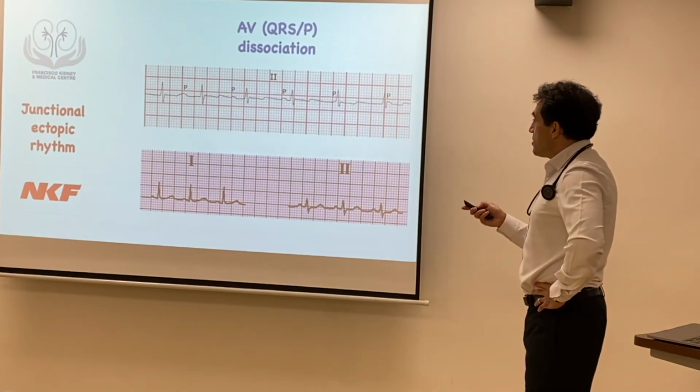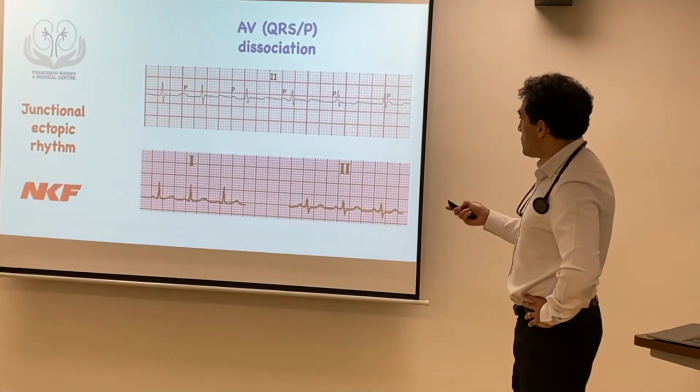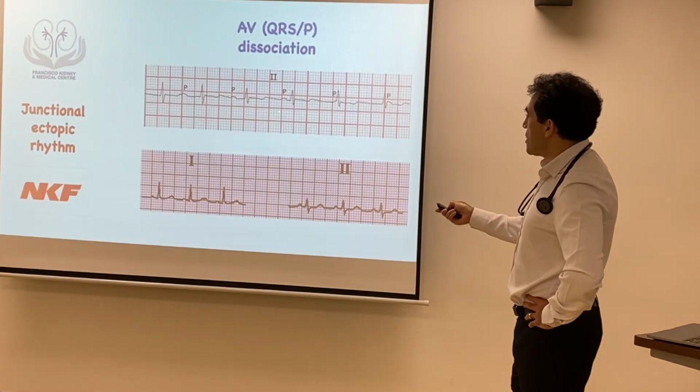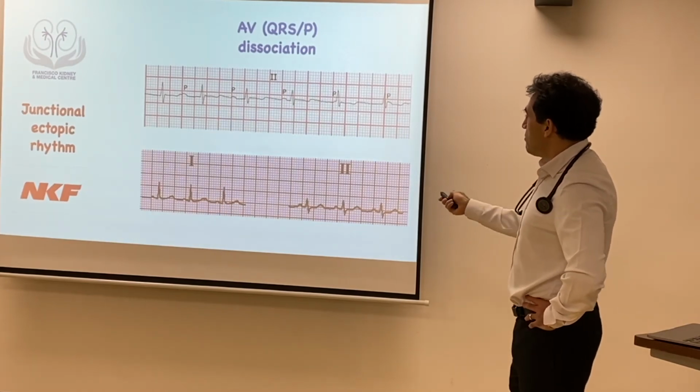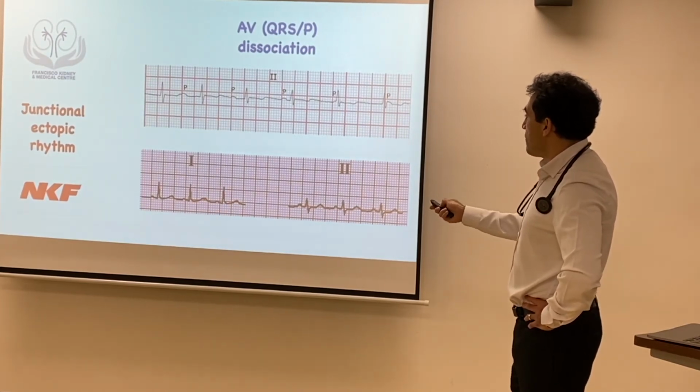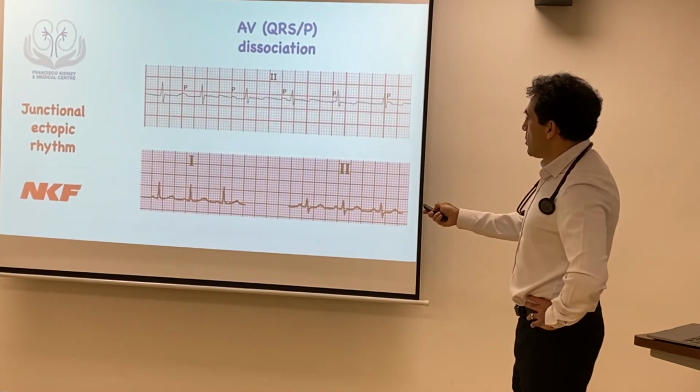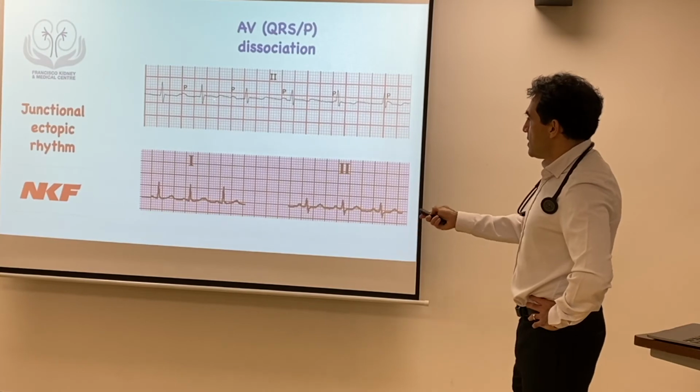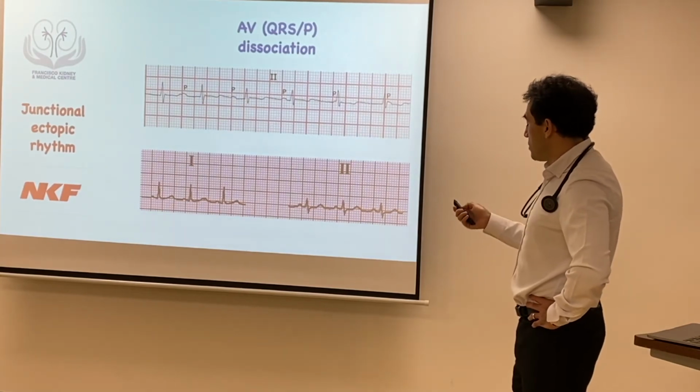Junctional ectopic rhythm. I think I showed a similar slide here. This AV dissociation, the P waves are occurring with no synchrony with the QRS complex. But you see the QRS complex is junctional and narrow.